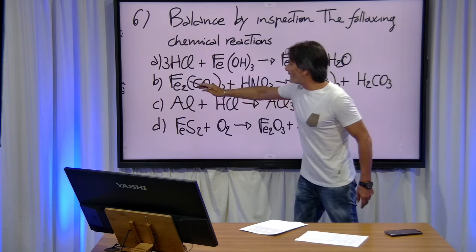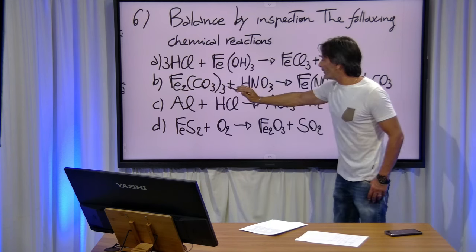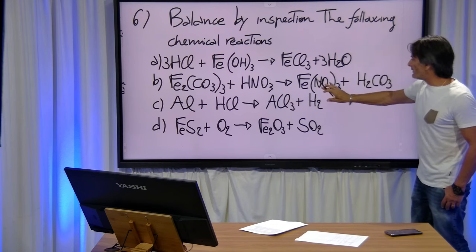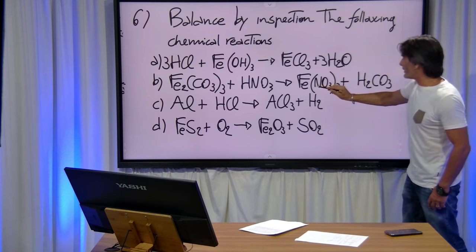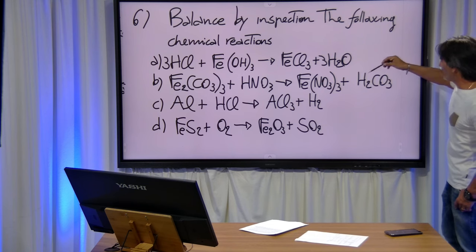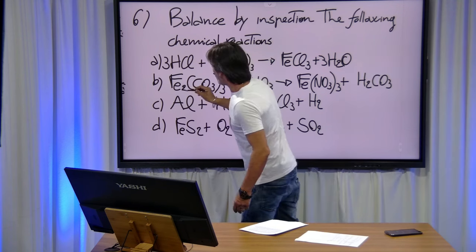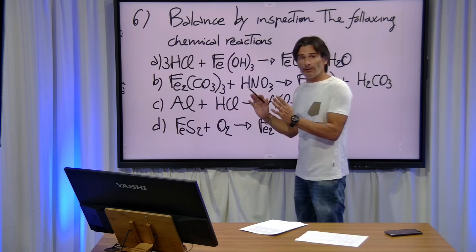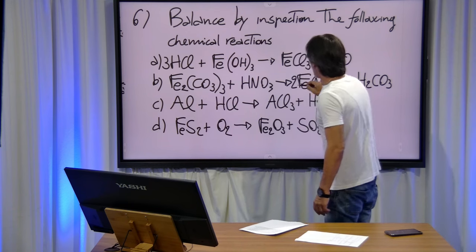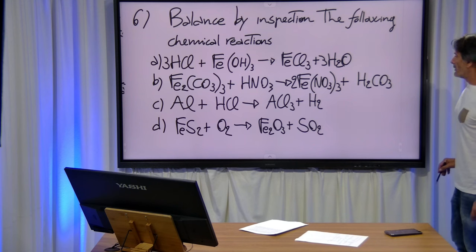Okay, the second reaction. Here we have a ferric carbonate reacting with nitric acid, giving rise to ferric nitrate and carbonic acid. So I have to start from the metals. Here we have two atoms of iron, so I can put two in front of this salt.